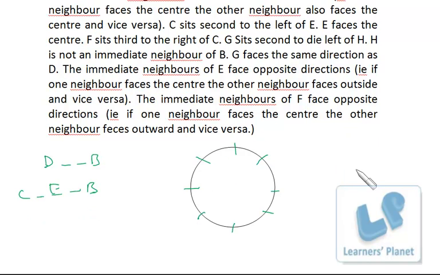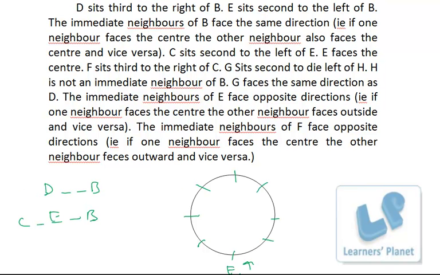Now what I do, I just fix the position of E over here, and since he is facing center, I put up a mark like this, E faces the center. Now C sits second to the left of E. Now we know that E is facing center, that means his left is this way. So that means C must be over here. Now if C is here, that means B must be over here, because there is a gap of 1 person between E and B and E and C. So C is here. That means B is here.